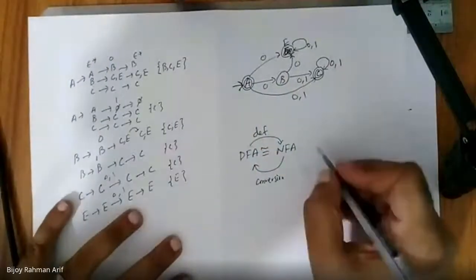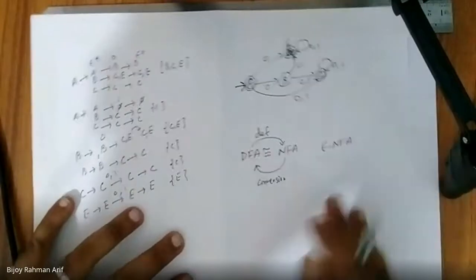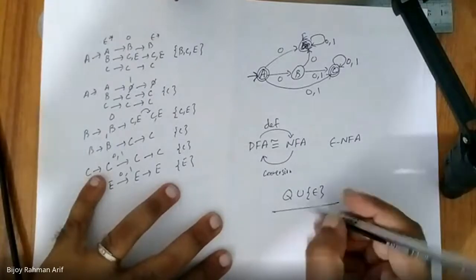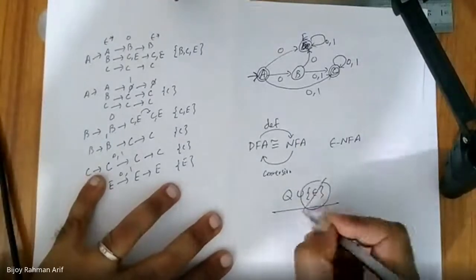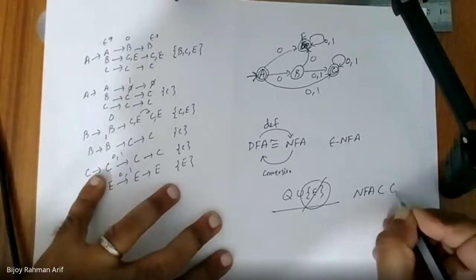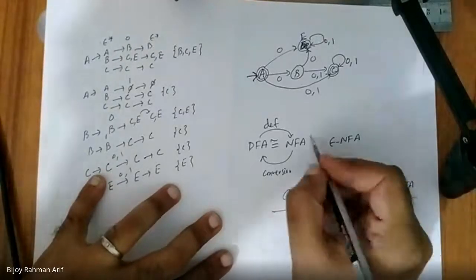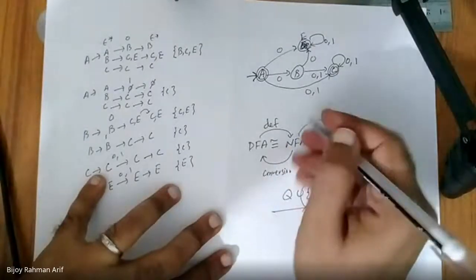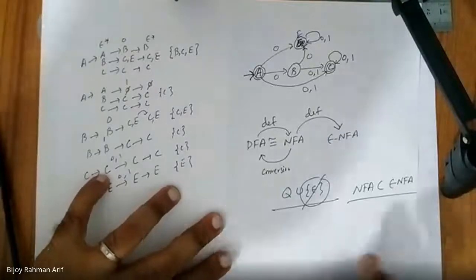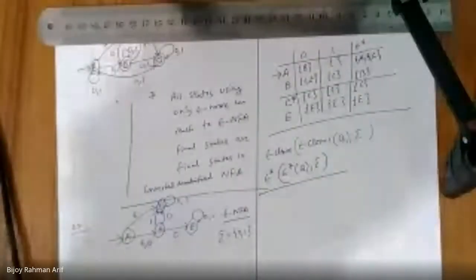In an epsilon NFA, the transition includes Q union epsilon. So if you can disregard this epsilon, this is nothing but an NFA. Am I right or not? So epsilon NFA is something more; all NFA is a subset of epsilon NFA. So by definition NFA is an epsilon NFA. Do you agree with me or not?